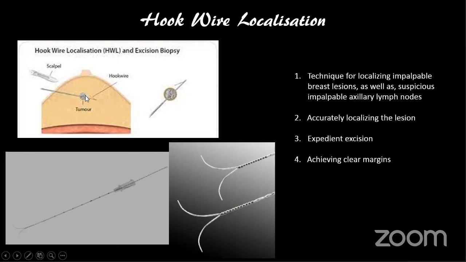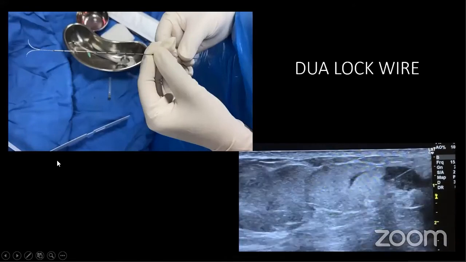So it helps in accurate localization, accurate excision and complete excision of any lesion in the breast which is smaller and not palpable. So this is a wire which I usually use. This is by Bard again, and it is called Dua lock. It has two prongs and it holds the lesion very well. A small video of the procedure again.